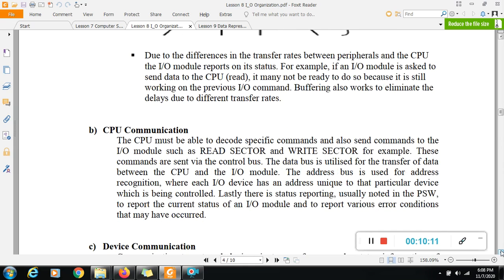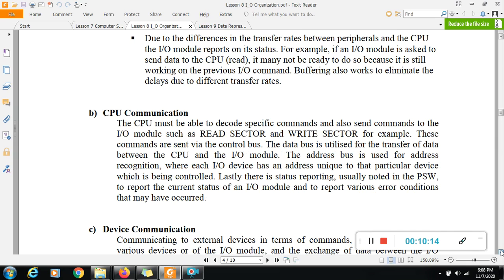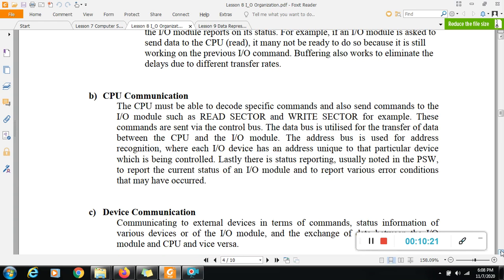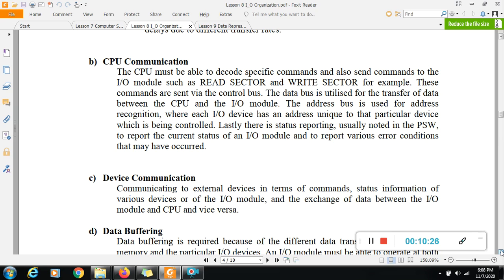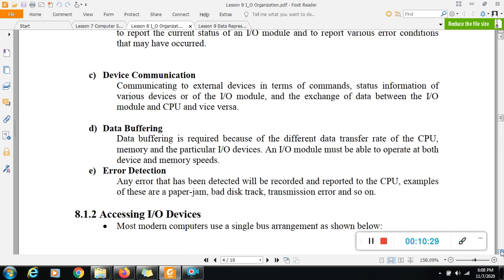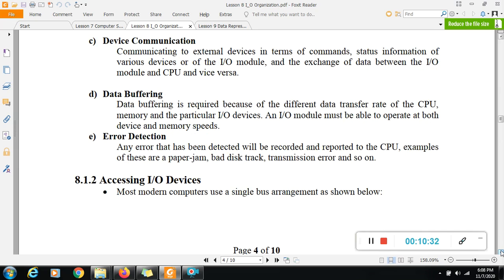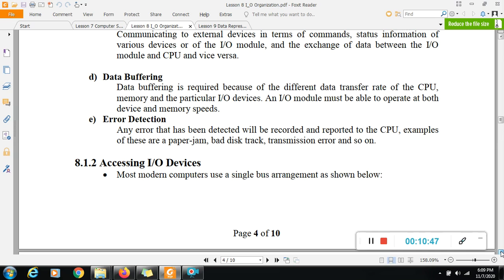Now, CPU communication. I just talked about the communication between the CPU and the external device, and between the I/O and the CPU. Data buffering, we've just seen that. Error detection, for instance, when there is a paper jam in a printer, a bad disk track, a transmission error, and so on. These errors are reported using error status reporting codes to the I/O and eventually to the CPU.